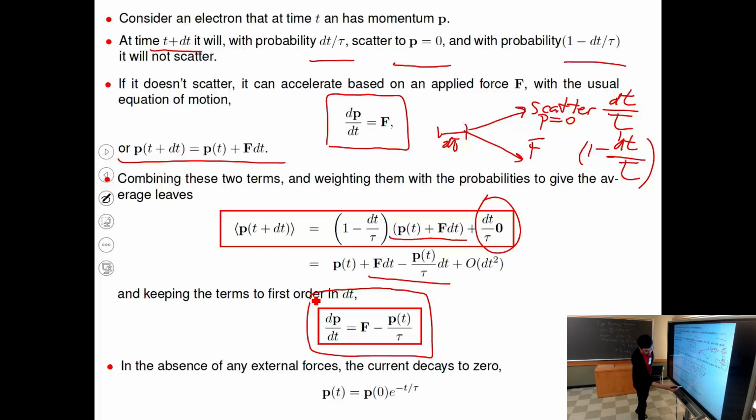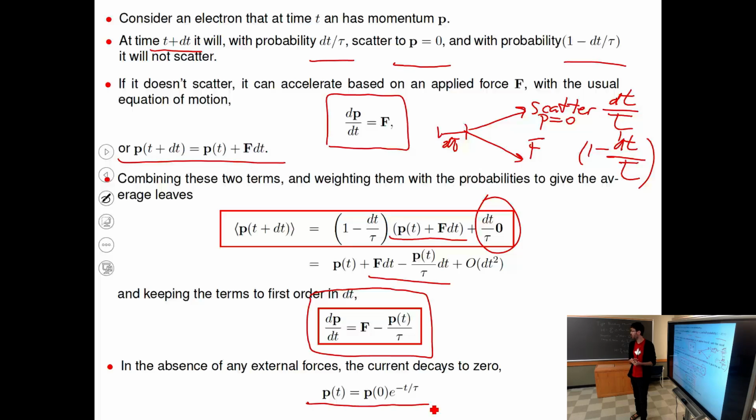So, for example, if you put the force to 0, then you will see that momentum decays to 0 after a characteristic time tau. And this is also very reasonable because with a small probability dt by tau, the system loses momentum, there is a probability to scatter into a p equals 0 state. It's a very small probability, but as time goes by, more and more electrons will end up with p equal to 0.